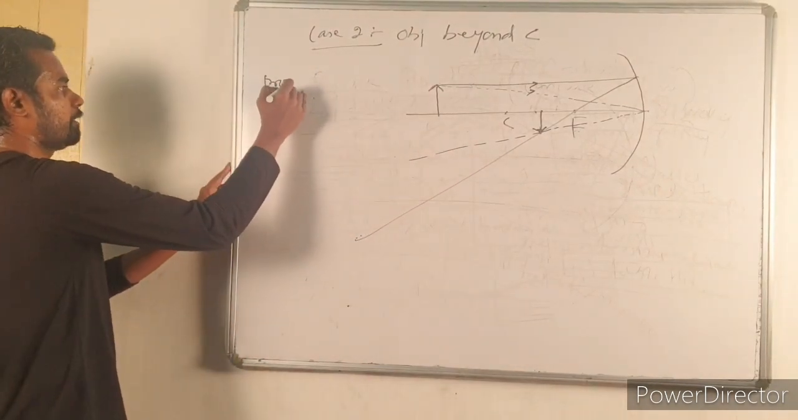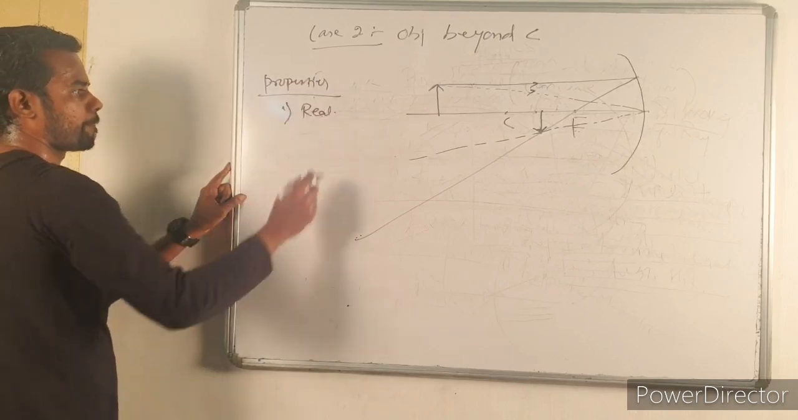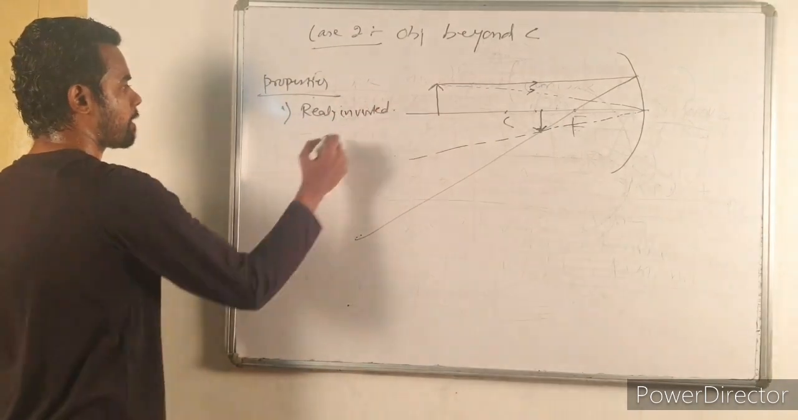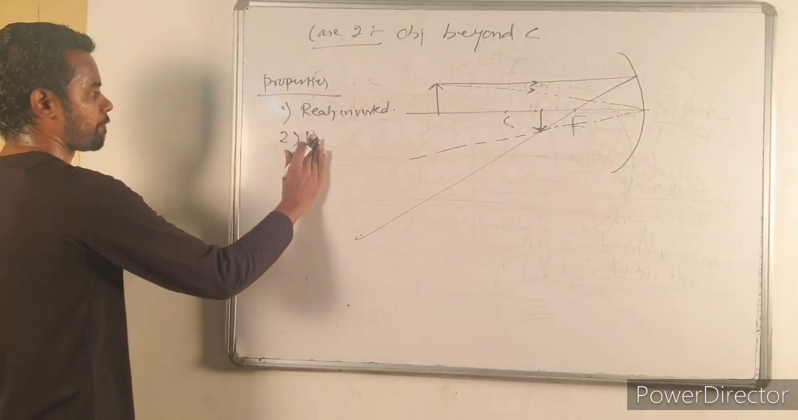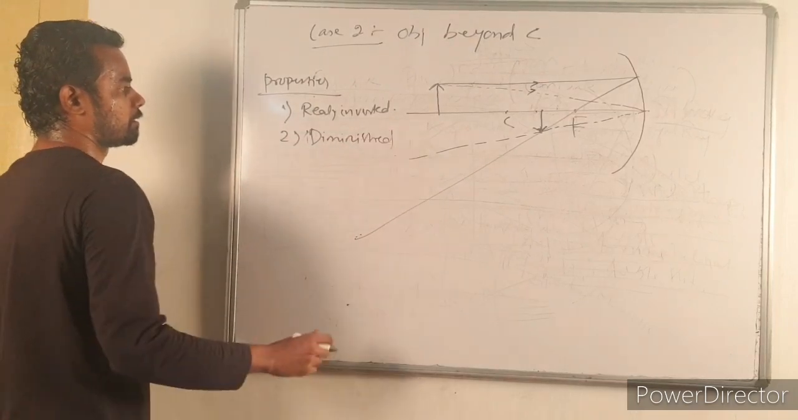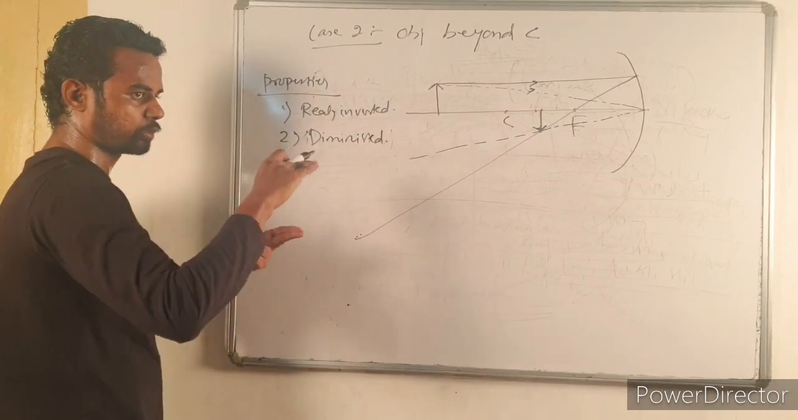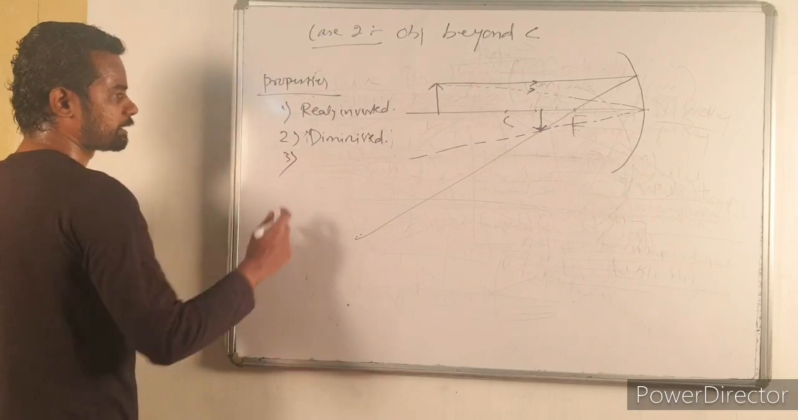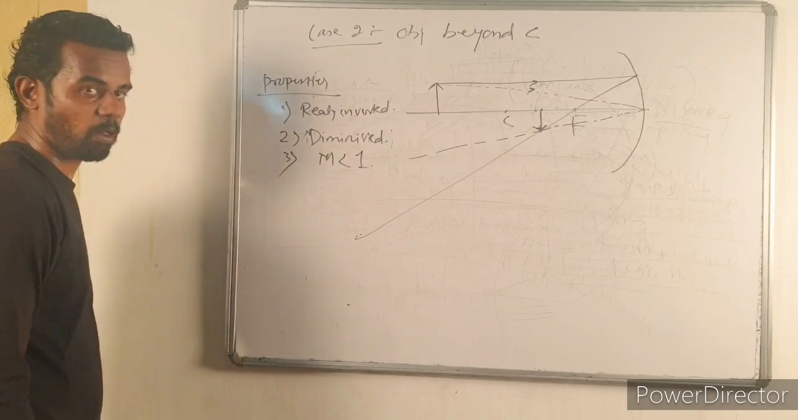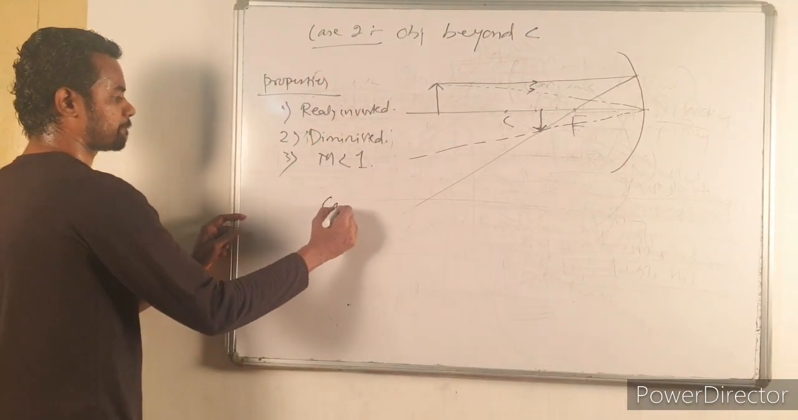So here the properties will be, again, the image is real, inverted, and diminished. Diminished in the sense shorter in size. All right. Now, since the image is diminished, the magnification will be less than 1.